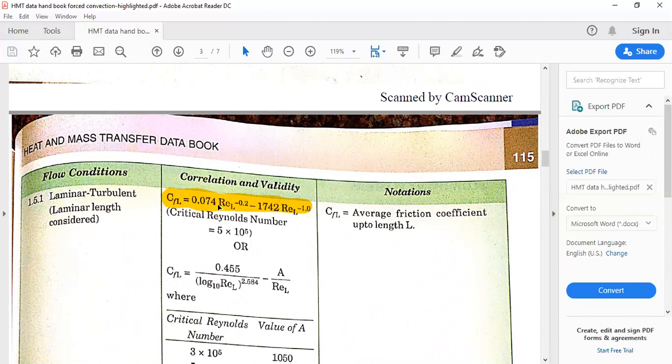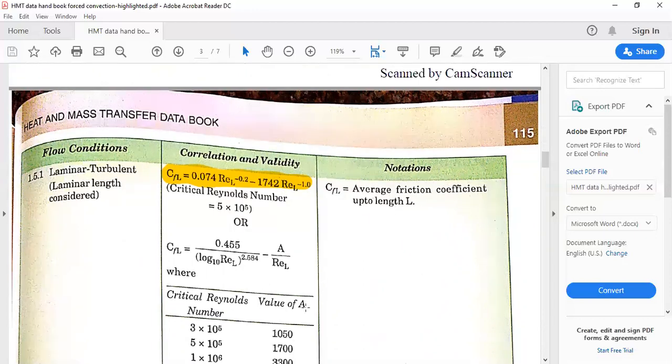C_fL is equal to 0.074 Re_L^(-0.2) minus 1472 Re_L^(-1). And in this expression, we use again the critical Reynolds number as 5 into 10 power 5 only. That means up to Reynolds number 5 into 10 power 5, the flow will be laminar. And when the Reynolds number goes beyond 5 into 10 power 5, then the flow converts into turbulent. If you want to consider both laminar and turbulent regions and find the average, then use this expression to find the average friction coefficient.